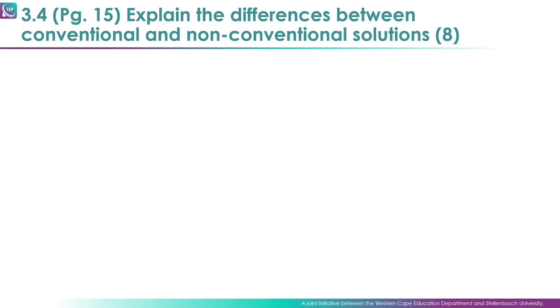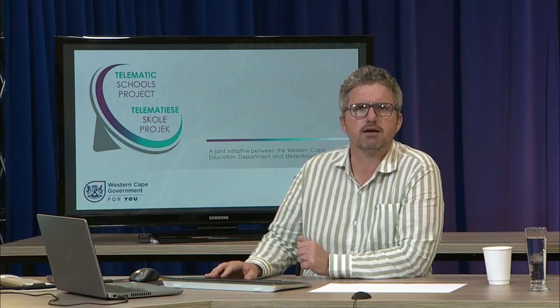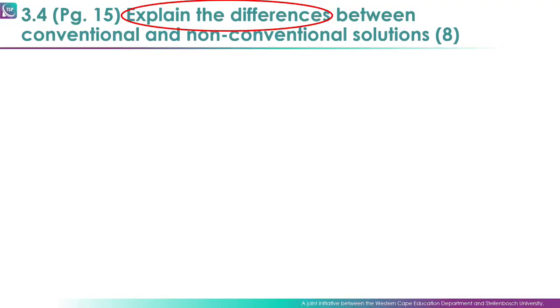All right, let's have another look at a middle order type question, page 15. Explain the differences between conventional and non-conventional solutions. So differences often can be referred to as distinguish between conventional and non-conventional solutions, or tabulate the differences. Now, when you've got a question like the differences, or explain the differences, or distinguish between, you can put that in table format. It's not essential, but if they do say tabulate the differences, then obviously you are required to give that in a table.